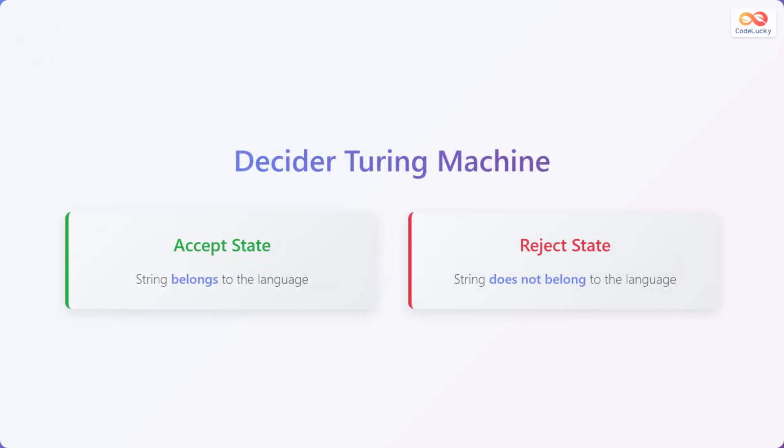Let's visualize how a Turing machine decides whether a string belongs to a language. Imagine feeding a string to the Turing machine. The machine processes the string and ultimately arrives at one of two states. If the string belongs to the language, the Turing machine will enter a special state called the accept state, signaling that the string is indeed a member of the language. On the other hand, if the string does not belong to the language, the Turing machine will transition to a reject state, indicating that the string is not a member of the language.